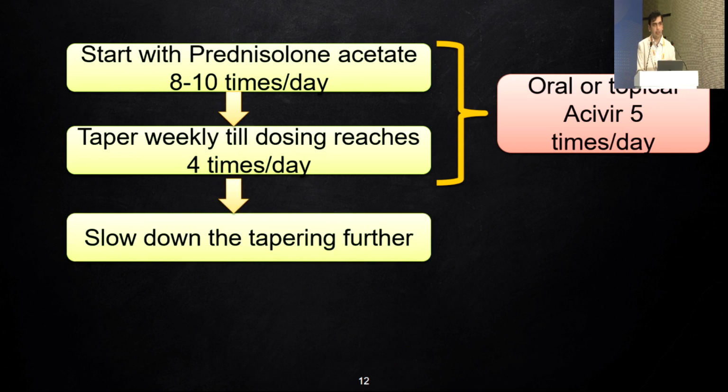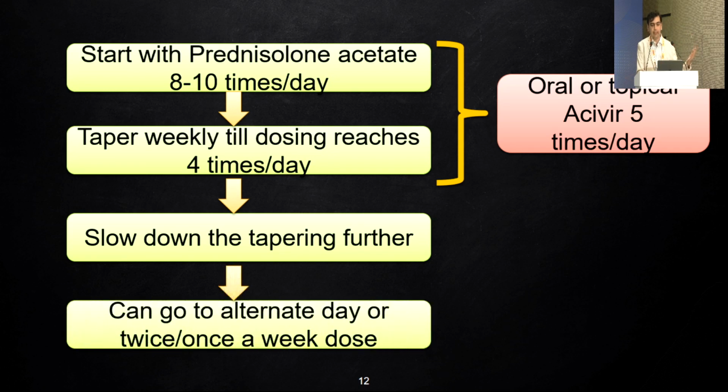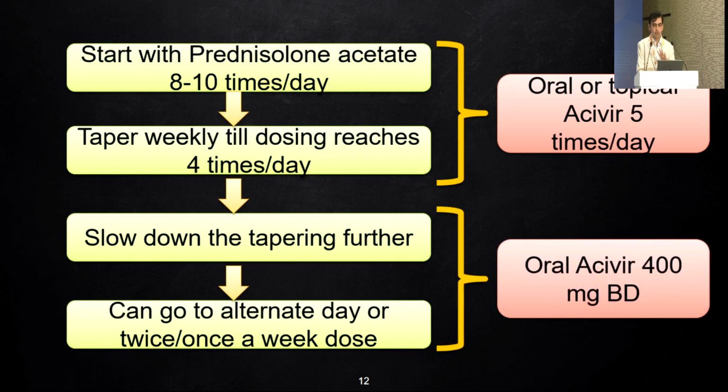What do I mean by that? When I make it 3 times per day, the dosage period will become 2 weeks. When I make it 2 times per day, the dosage period will become 3 weeks. When I make it 1 time per day, the dosage period will become 4 weeks. And even after that, if this patient has had previous recurrences, I would shift to alternate day or twice or once a week dose for a much longer period, maybe another 1 month or 2 months, till I know that the entire inflammation period has gone down. And during this period, I will keep the patient on oral Acivir 400 mg BD.